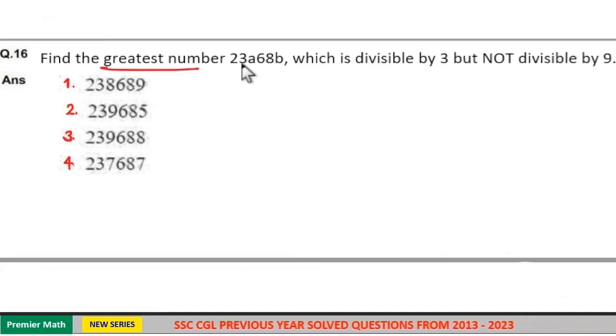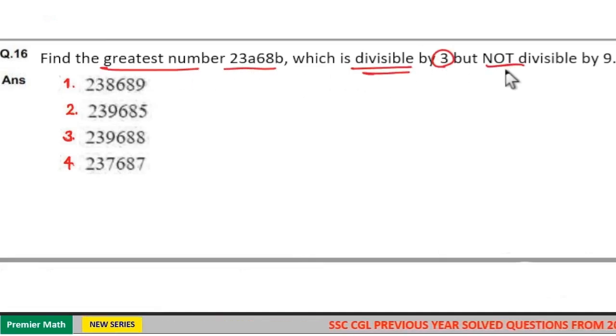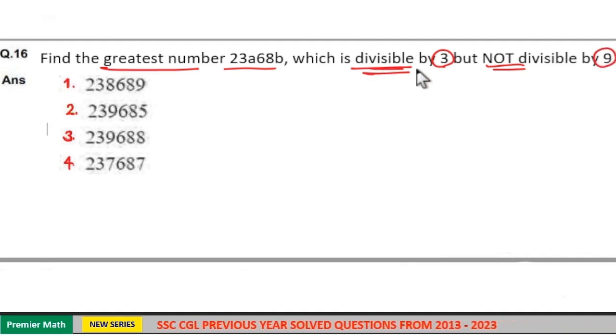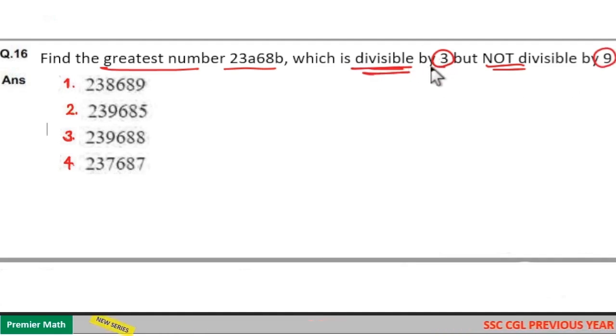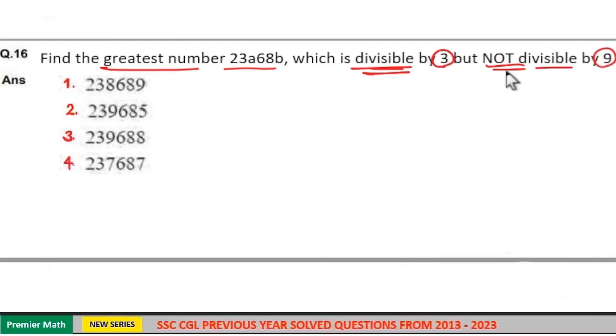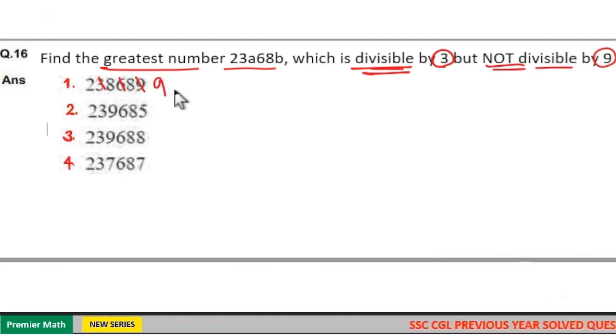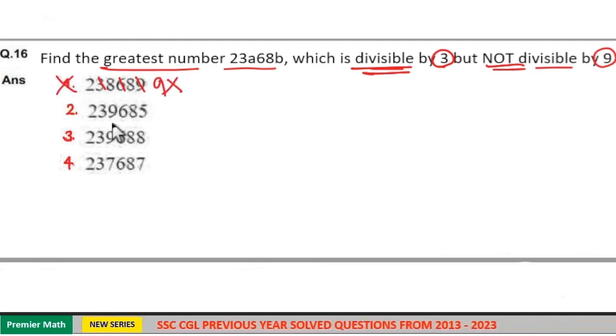Find the greatest number 23A68B, which is divisible by 3 but not divisible by 9. Divisible by 3 means its digital sum should be divisible by 3. Not divisible by 9 means its digital sum should not be 9. So go for option verification. If a number has digital sum 9, that is not your answer. Here 9 cancel, 6 plus 3, 9 cancel, 8 plus 8 plus 2 is 18, 8 plus 1, 9 is digital sum. So this is not your answer.